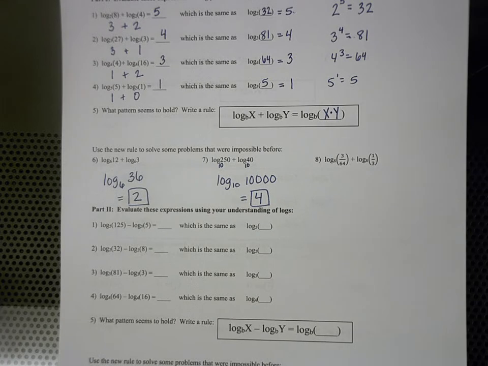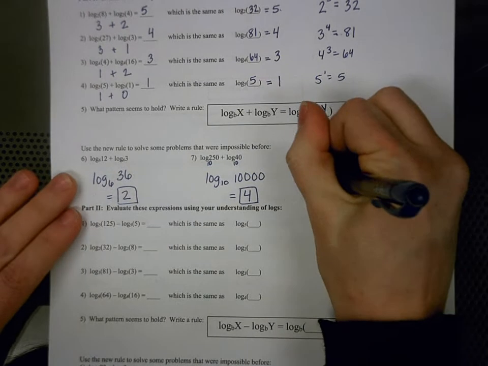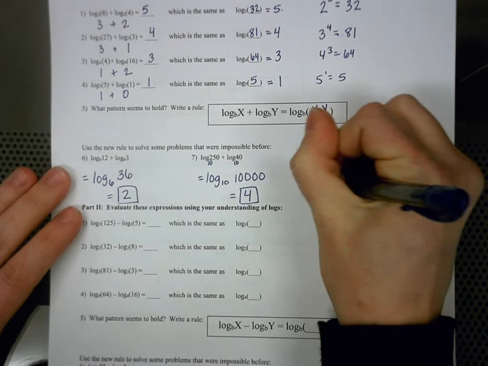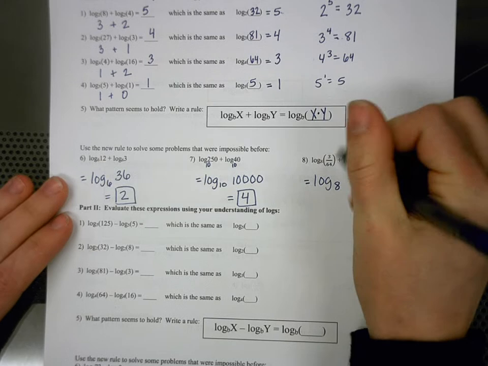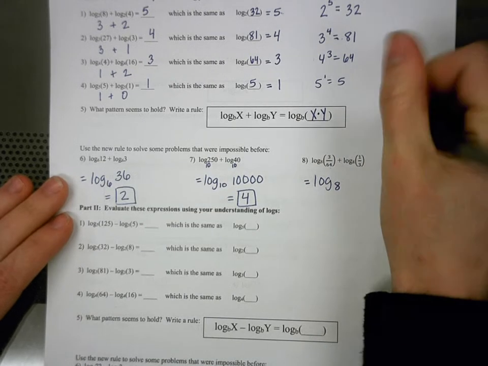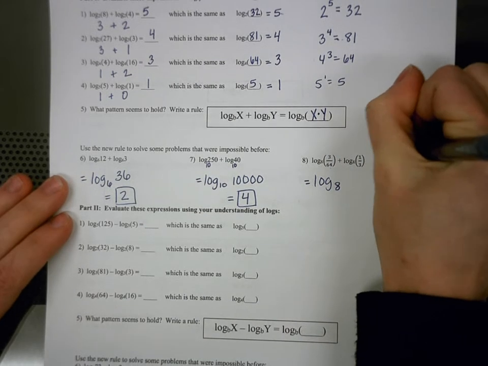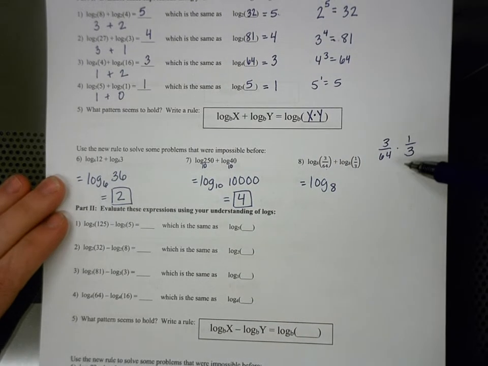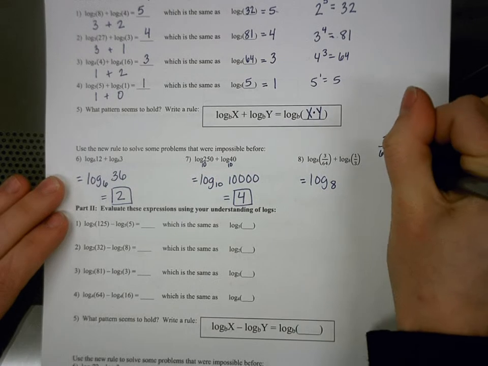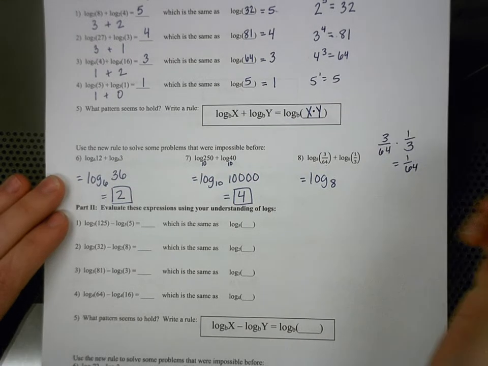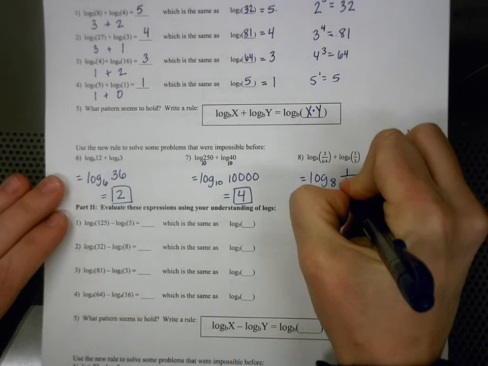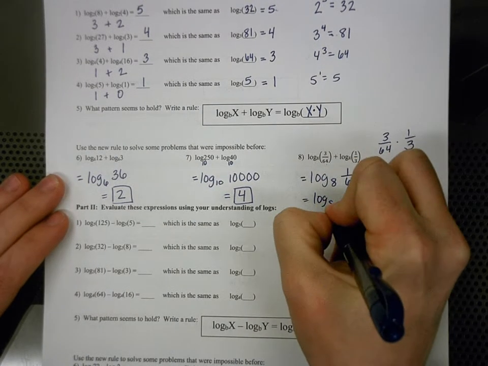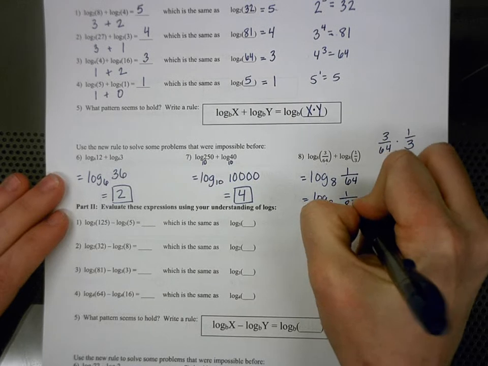All right, next one. We have log base 8, and we're going to multiply 3 over 64 times 1/3. Just remembering that if you have a 3 in your numerator and a 3 in your denominator, those are going to reduce. So you're going to get 1 over 64 here. So I'm going to do log base 8 of 1 over 64, which is the same as log base 8 of 1 over 8 squared.